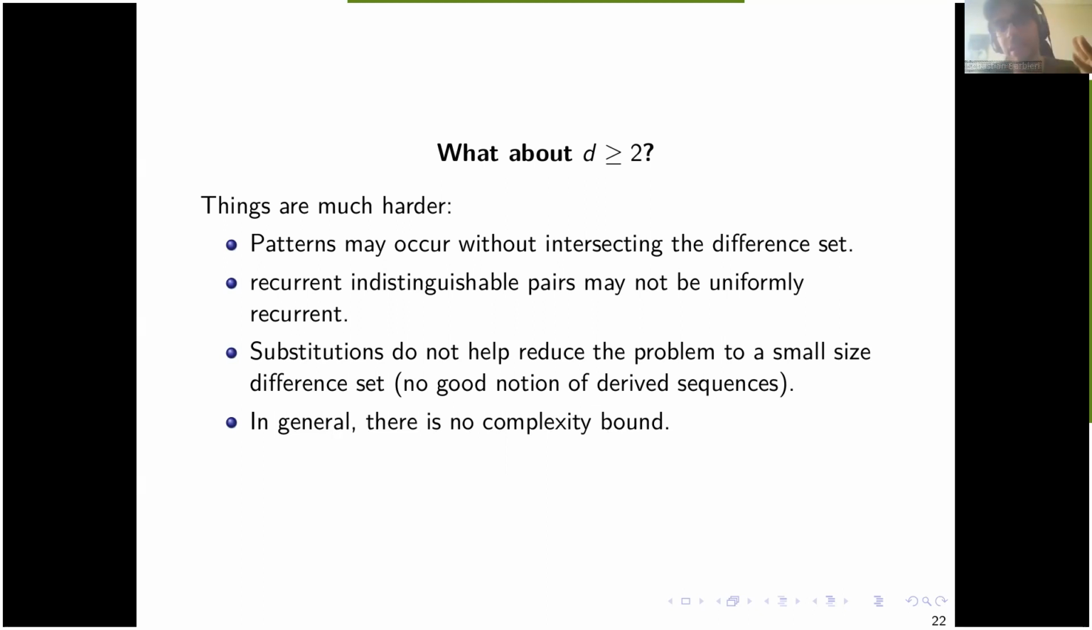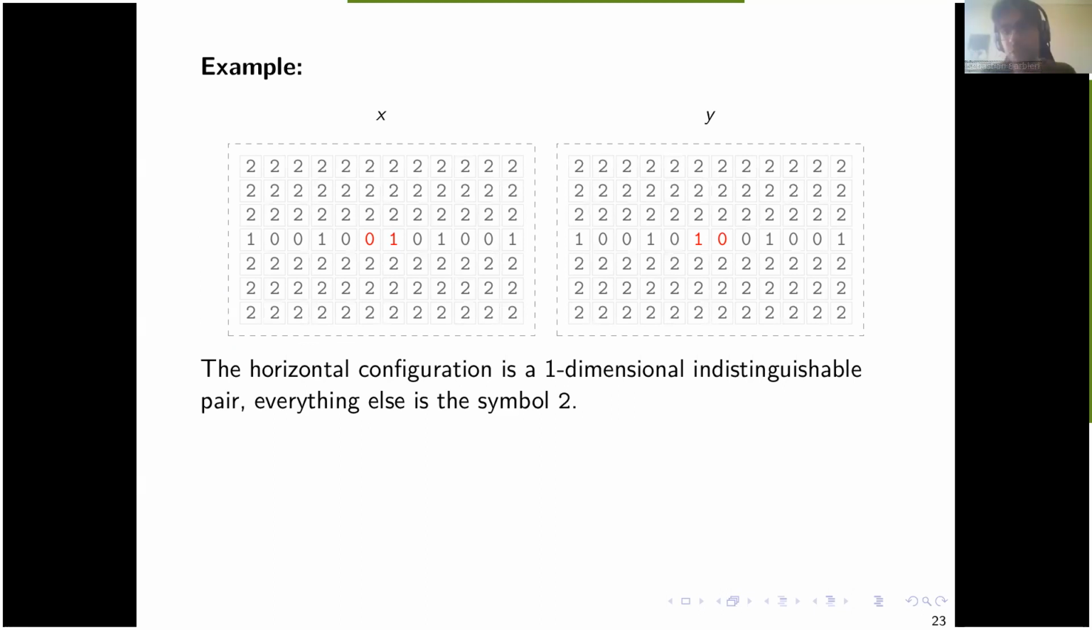And the worst part is that substitutions do not help us reduce the problem to a smaller size different set, which is what happened in the previous case. So here we cannot really use substitutions. Things get more geometric. That's because there's no reasonably nice notion of the right sequences that works in this setting. And in general, these things have no complexity bound in many dimensions. They could have a very small difference set, and the cardinality of the alphabet even can be as high as you want. So here's an example just to break down illusions of these things being nice.